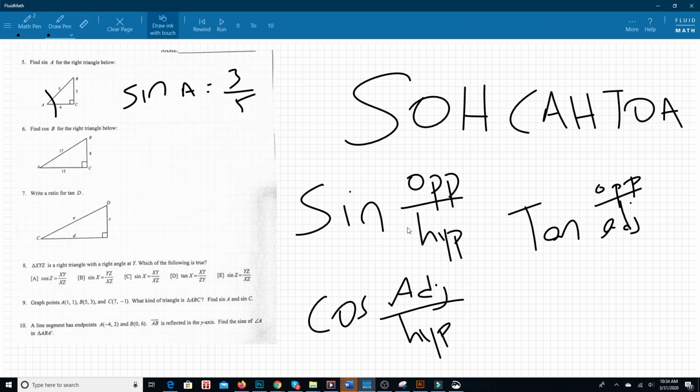And tangent is equal to opposite over adjacent. Again, this is for the period 2 and period 7 classes. This is a nice little introduction to trig ratios, which we'll see a lot more when we talk about the unit circle later on. So sine A is equal to 3 over 5.